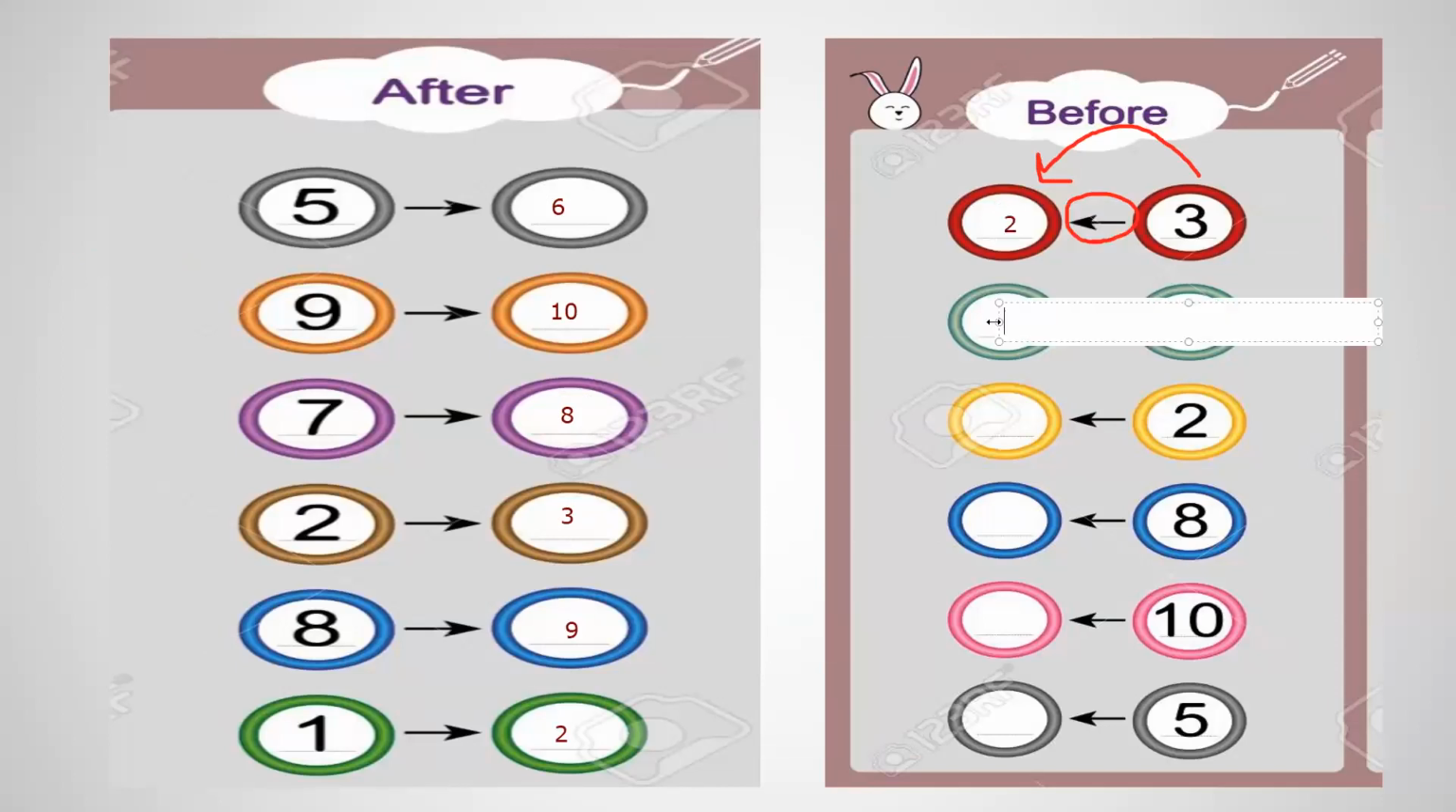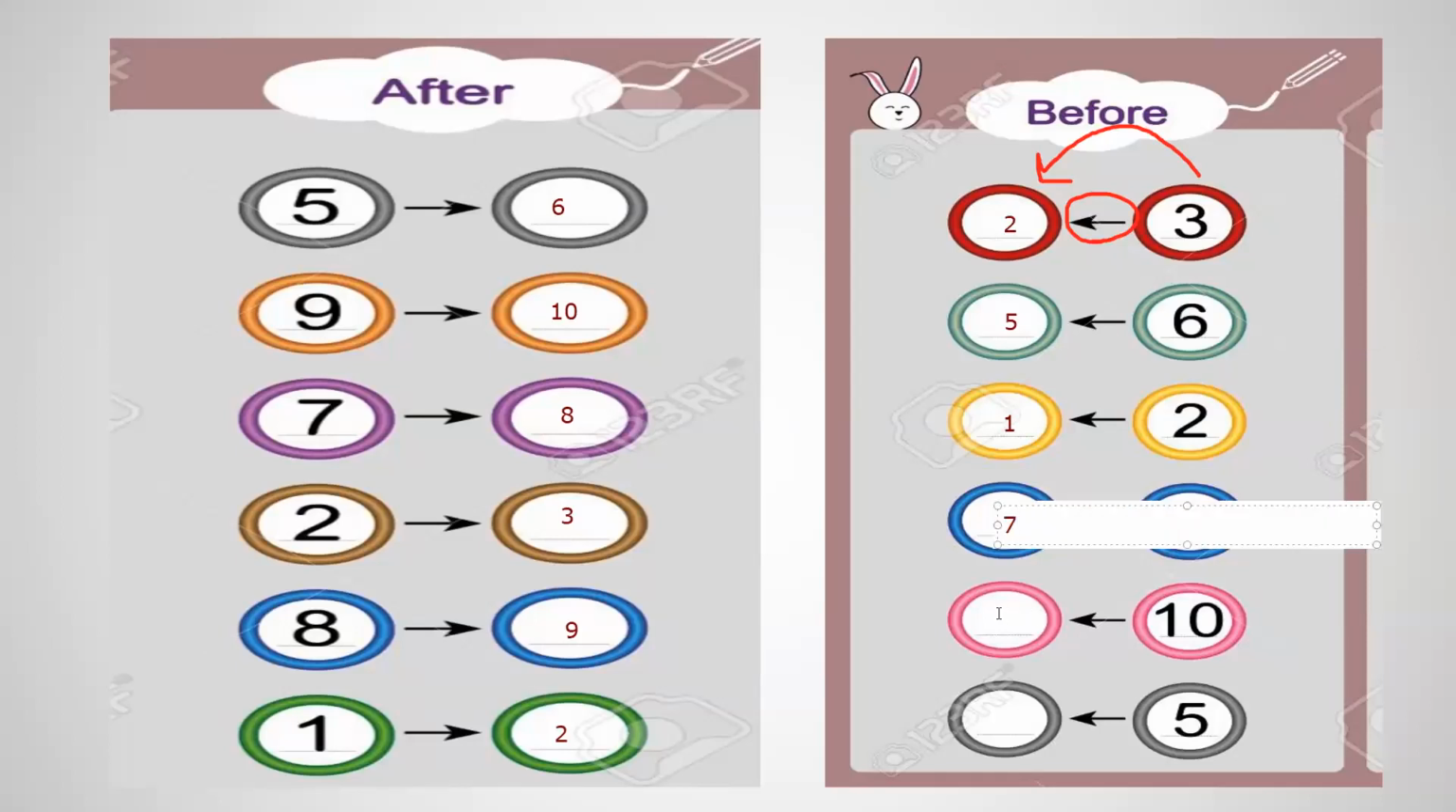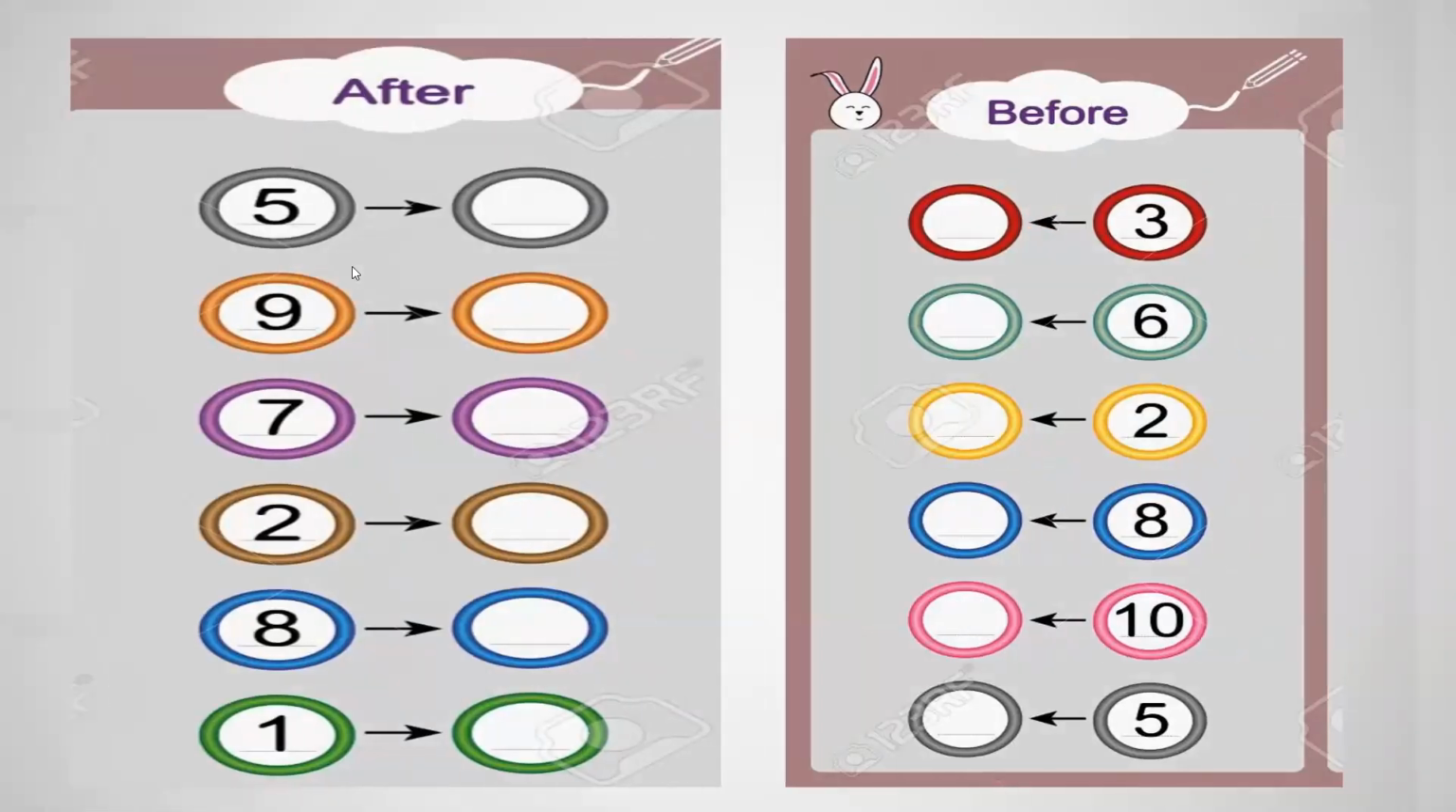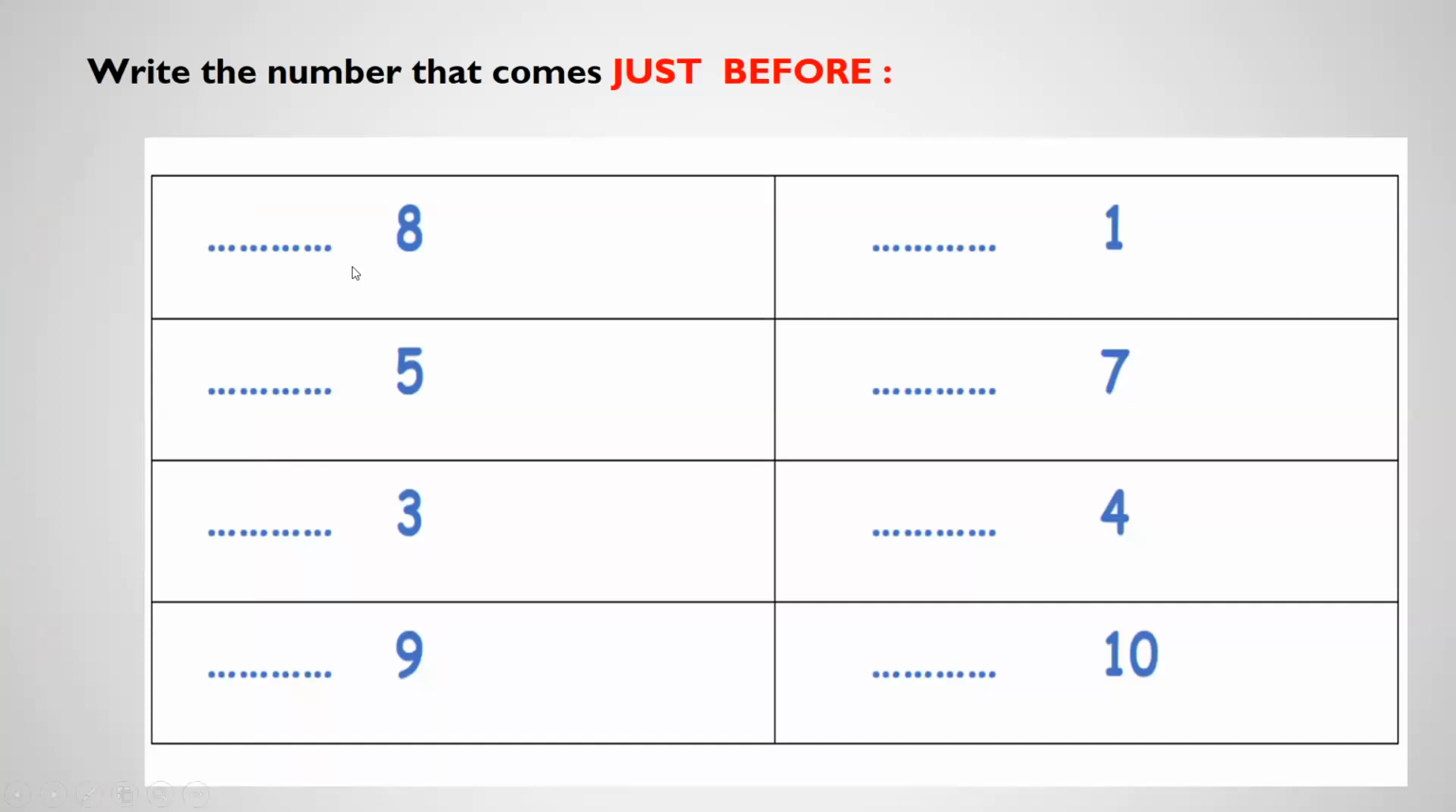Before 6, 5. Before 2, excellent, 1. Before 8, we have 7. Before 10, 9. And before 5, yes, it's 4. Okay, again, write the number that comes just before.